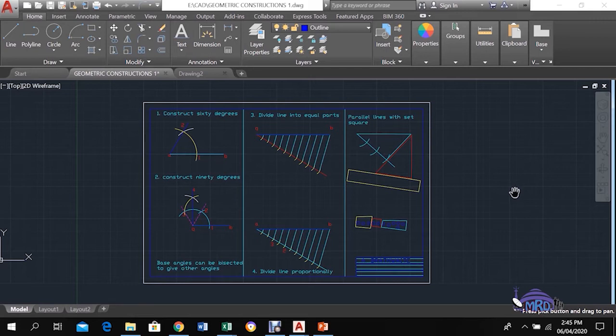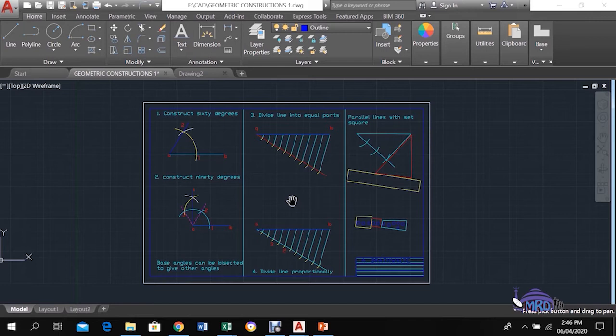So just to give you a little bit more practice using your compass, because the compass is critical, and also hoping that you understand that these basic constructions will be used a lot more as we go through other drawings. You'll be asked to come back and use this knowledge for the production of other drawings as well.